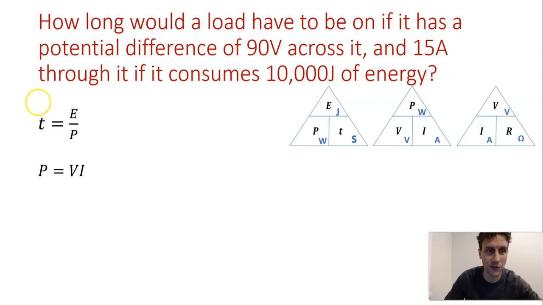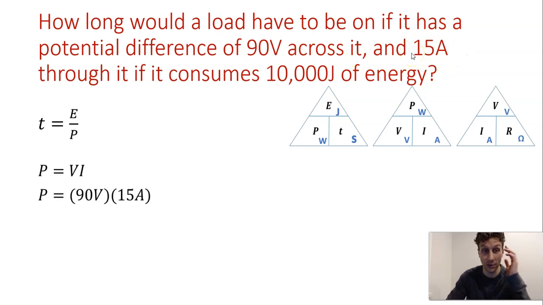For this formula to work, we need the volts and the current. Voltage is measured in volts, current is measured in amps. We have the volts and we have the amps. 90 volts times 15 amps is roughly 1,350 watts. Power is measured in watts.